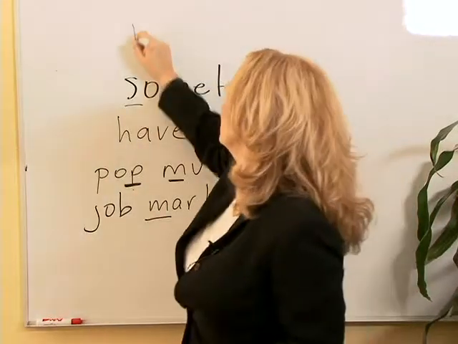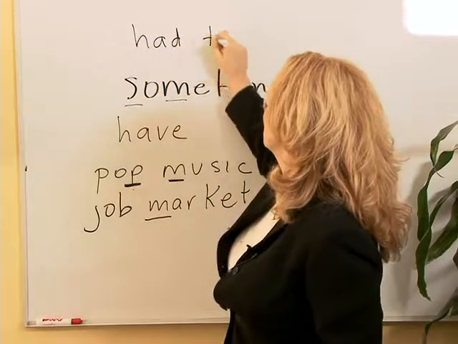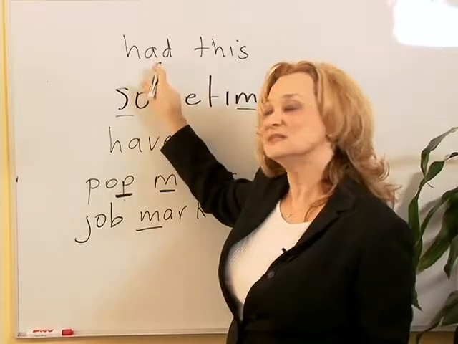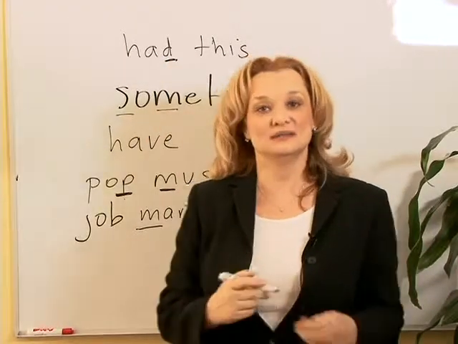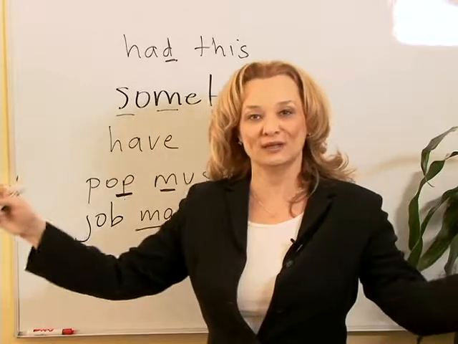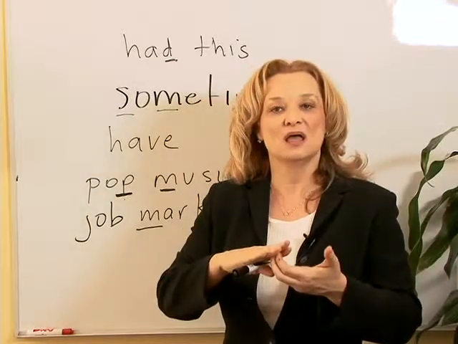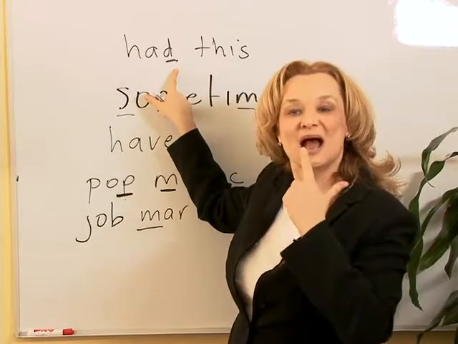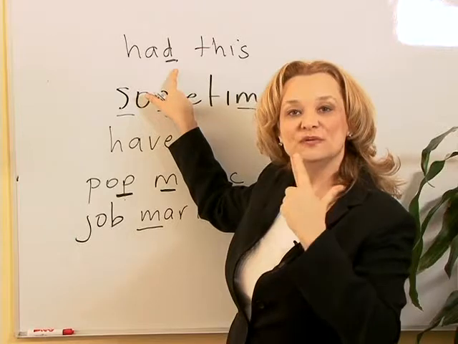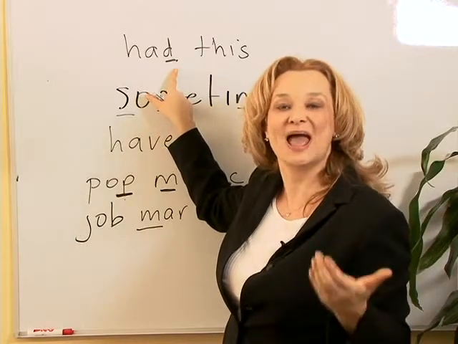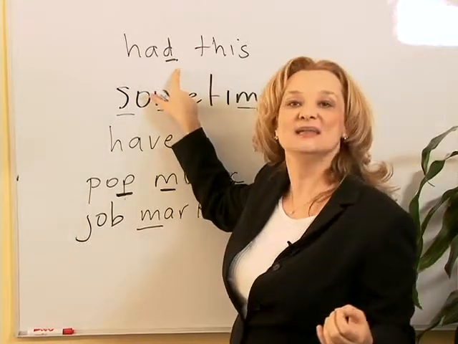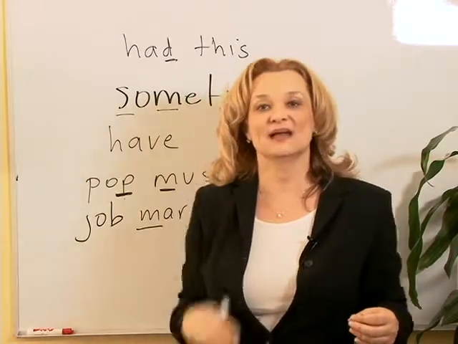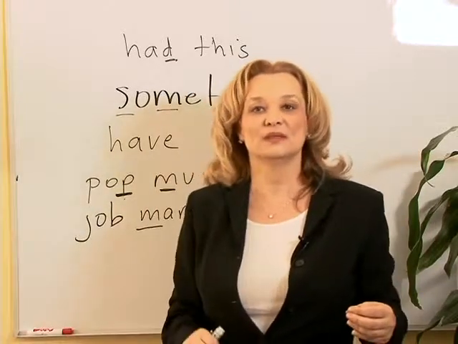Okay, one more. Imagine we say had this. This is a D. This is a stop because we cannot prolong it. We cannot say d, d, d. We can say d. It's a stop. So when we say this, hold your tongue behind your upper teeth for the D and keep it there. Had. So don't say had this. Say had this. I had this job. All right?